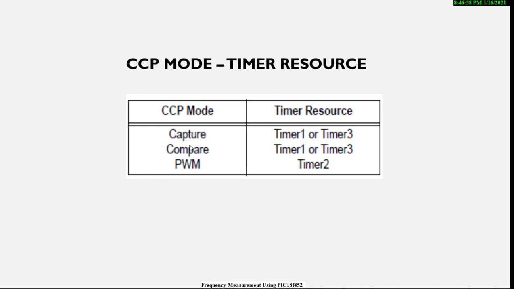When the CCP module is in capture mode, the timer associated with it can be either Timer 1 or Timer 3 of the PIC microcontroller. When it is configured in compare mode, we also have to use Timer 1 or Timer 3. But in PWM mode, we have to use Timer 2. So as in this project we are using compare mode, we will utilize Timer 1 or Timer 3 for this project.